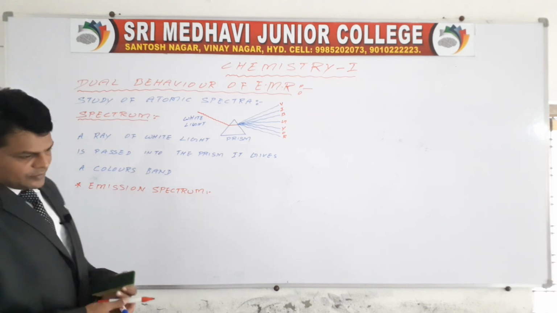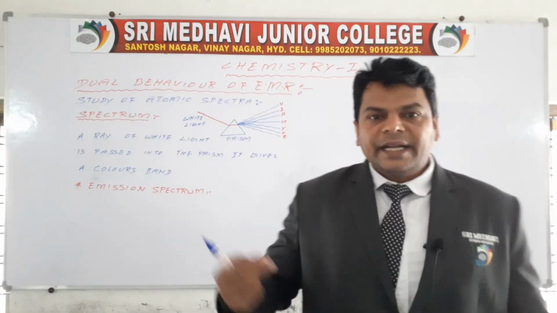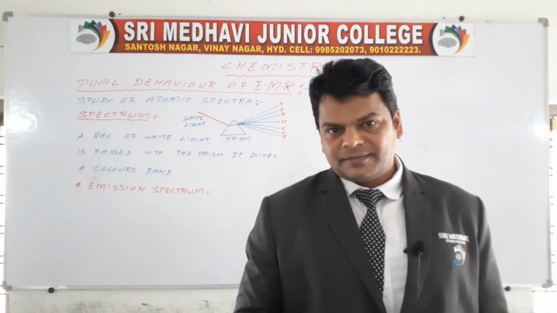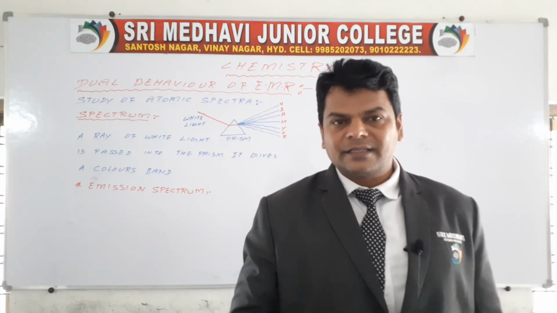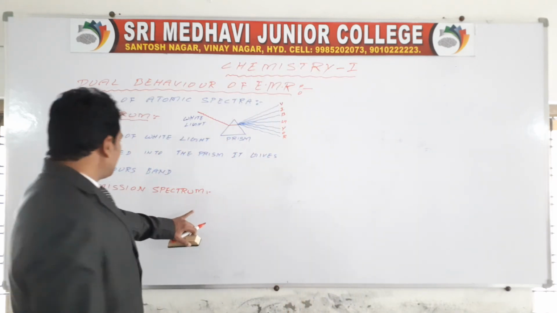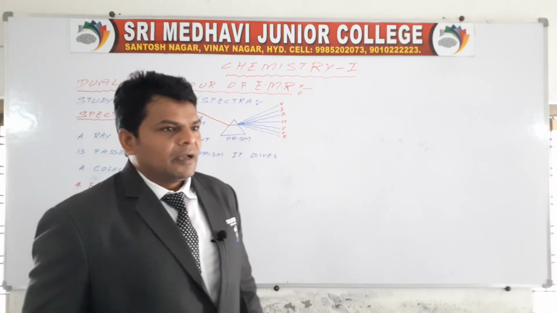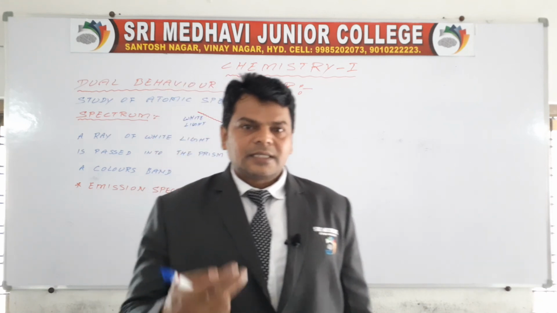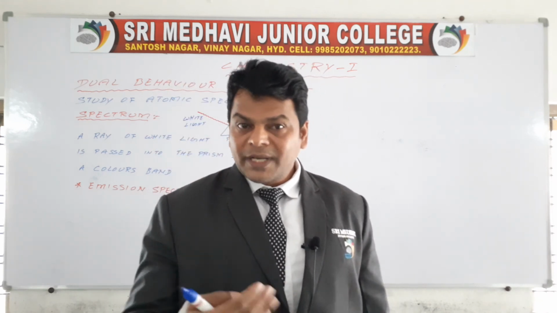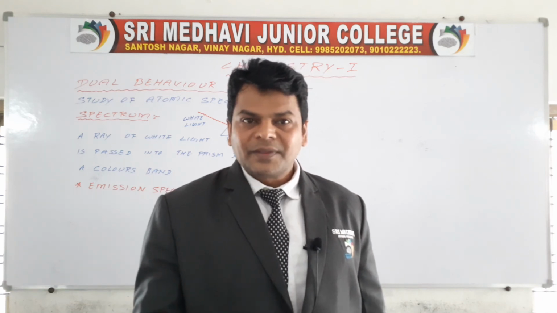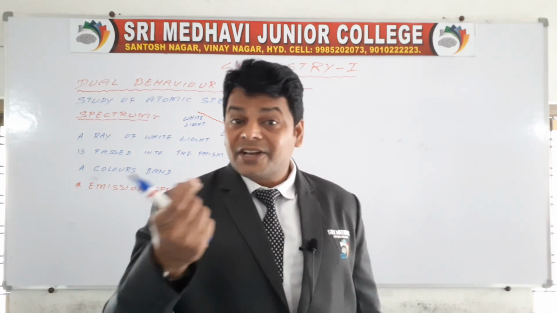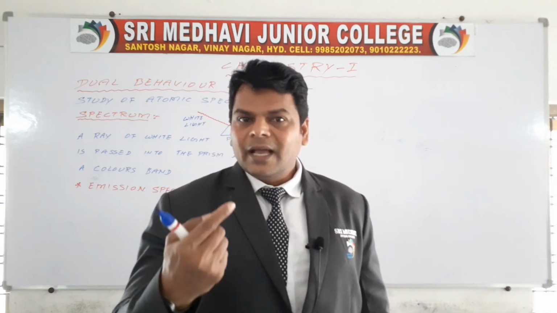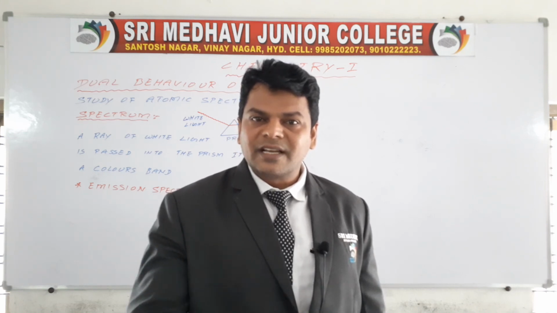Emission spectrum means it is formed by emission of radiation. So how is it formed? If you pass a white light through a sample, some energy is absorbed by that sample. When it emits, the radiation is caught on the photographic plate, then you will get an emission spectrum. Simply, we may say emission spectrum is formed by the emission of radiation.